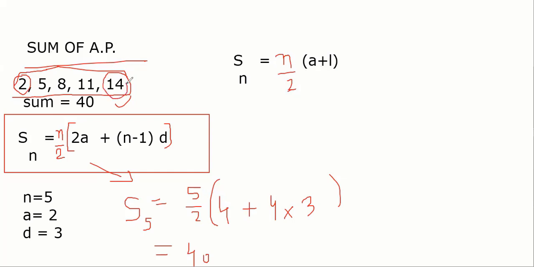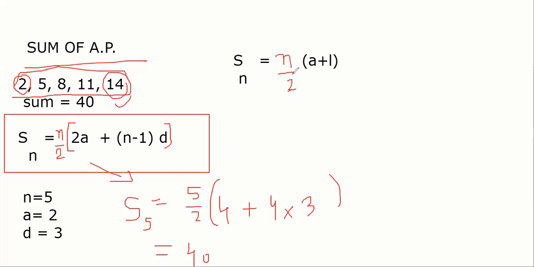So don't get confused between n and l. l is the value of the last term. n means the number of terms, not the value. So when we say 14, 14 is the value of the last term. But when we say n equal to 5, there are 5 terms, or 14 is the fifth term. 14 is the value and it's the fifth term. They are both different things.